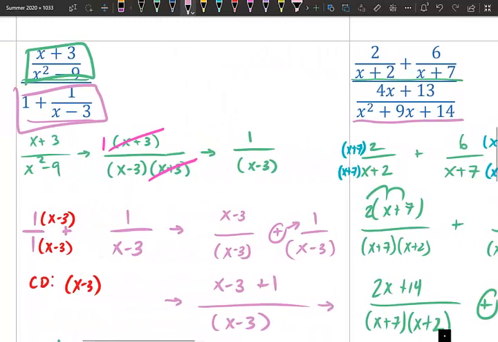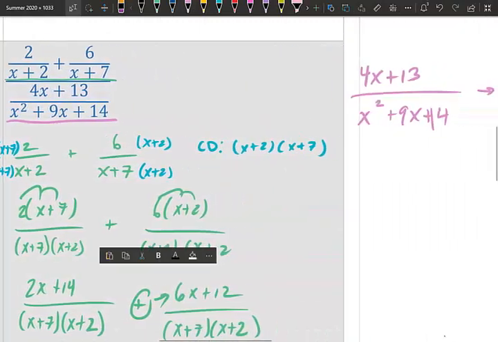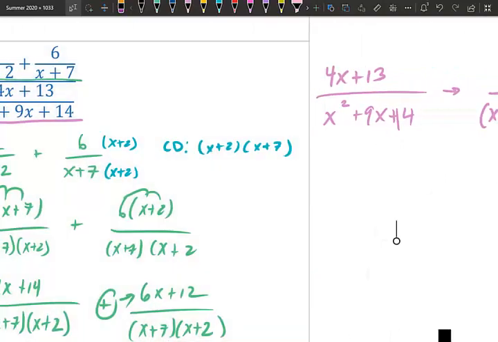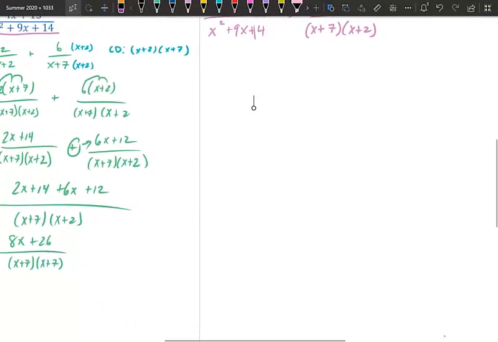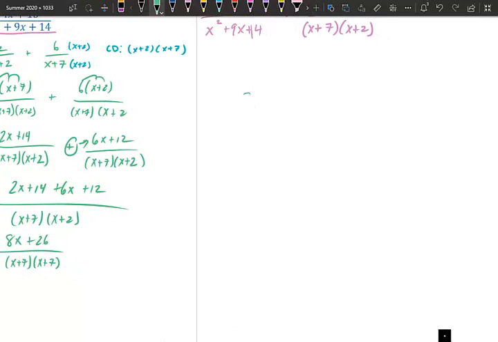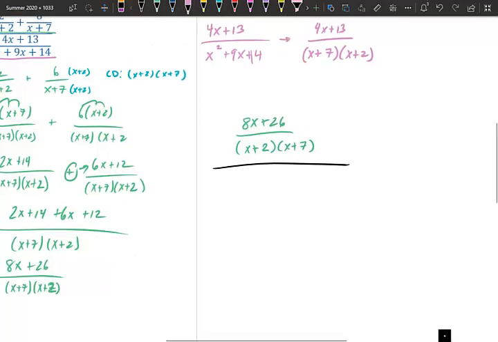All right, so now we have what the top equals and what the bottom equals. On the top, it simplified down into 8x plus 26 over x plus 7, x plus 2. And on the bottom, it simplified down into 4x plus 13 over x plus 7, x plus 2.